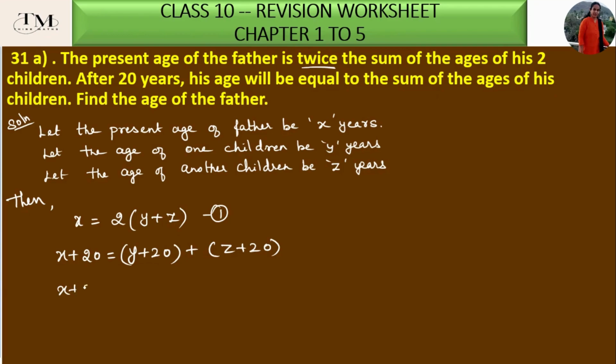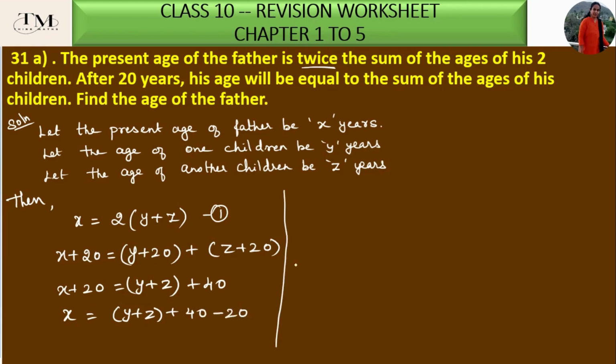Now let us simplify this. x + 20 will be equal to, collecting y and z, y + z + 20 + 20, which is 40. Now x will be equal to y + z + 40. The plus 20 will become minus 20 on the other side. So x will be equal to y + z + 40 − 20, which is y + z + 20.